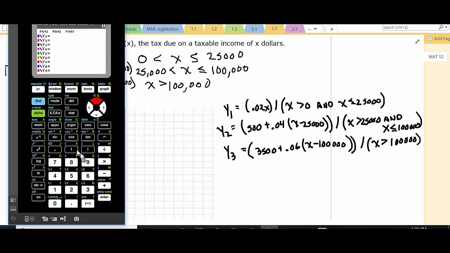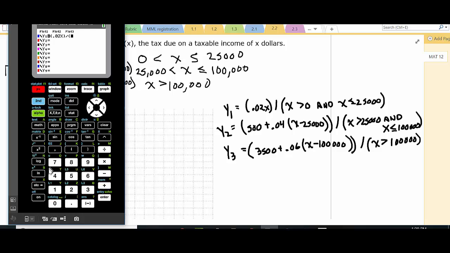So Y1, you're going to put left parenthesis, then 0.02x, like that. Always make sure your function is in parentheses. Then do division symbol, and then left parenthesis. Now "and" will show up. Let me show you where everything is. If you go second math, all this stuff is under the test menu. I've already shown you where that is. If you go over to logic, then you have "and." So you're going to use the test menu and use test and logic. That's where you're going to find everything, okay?